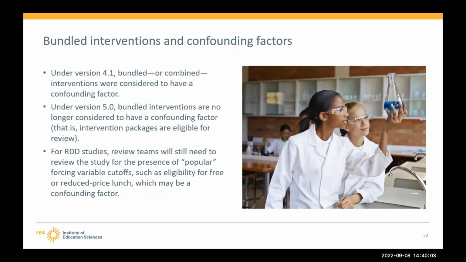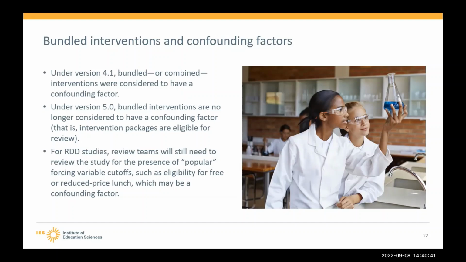So under version 4.1 of the standards, bundled interventions, or what you might consider packages of interventions, were considered confounding factors because any inferences about a single intervention could not be separated from the other interventions in that bundle or package. So now, under version 5.0 of the standards, bundled interventions are no longer considered confounding factors. And that's because we acknowledge that developers and study authors may have good reasons for combining different programs in this bundled manner in order to optimize outcomes.